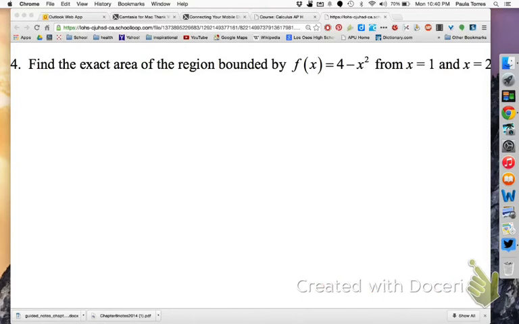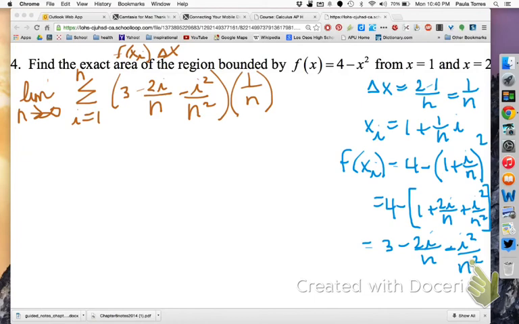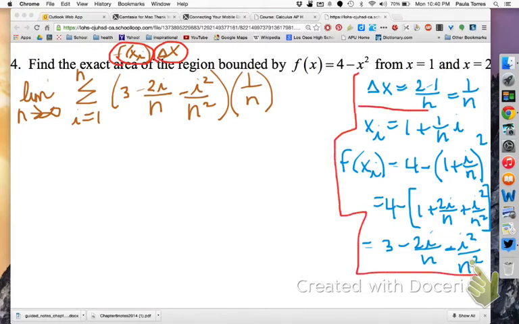So before you copy me, I want you to stop the video and try this one all by yourself. Look back at the last one, and it should help you. Okay, so check your progress. Over on the right, I made a list of the things that I needed for my formula. Remember, I needed the f of x sub i, and I needed delta x, because that's length and width of my rectangle. So I made myself a little list here.